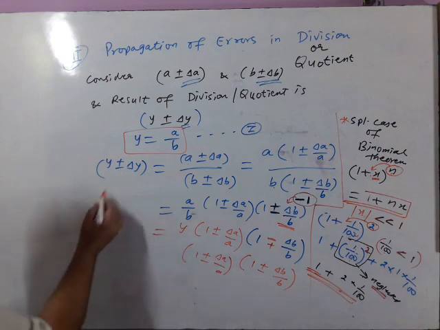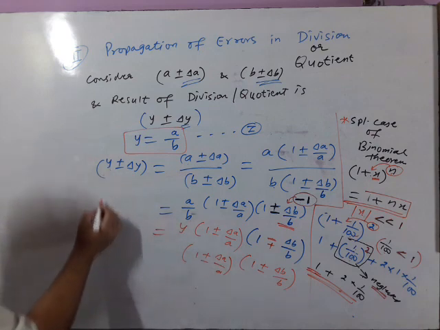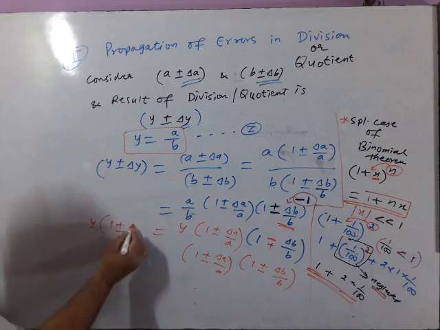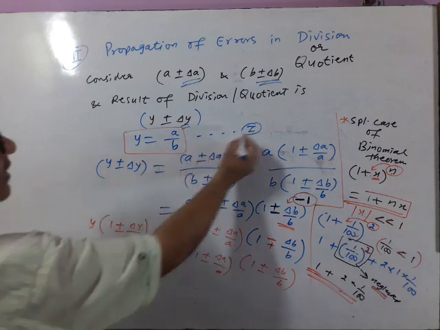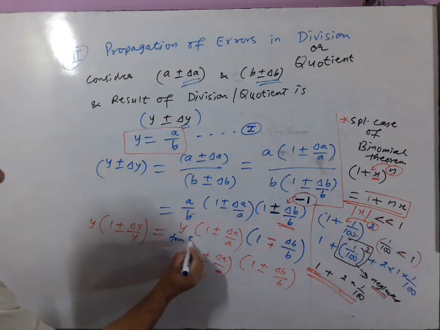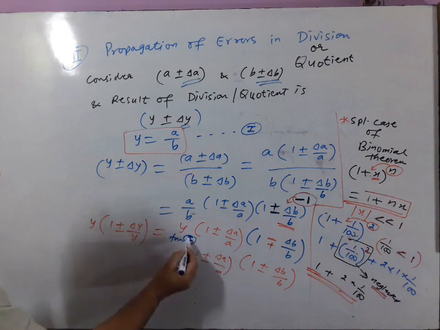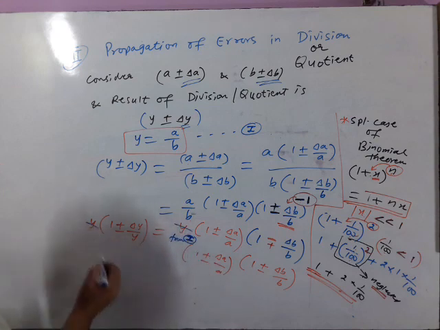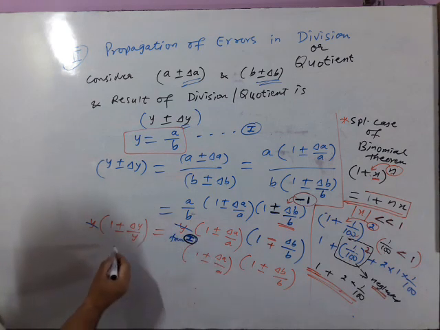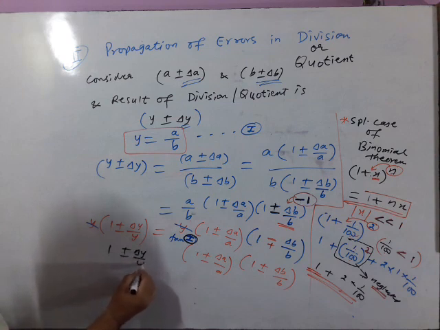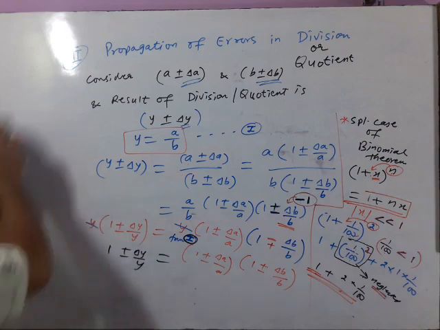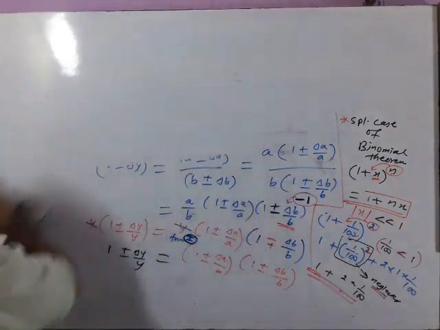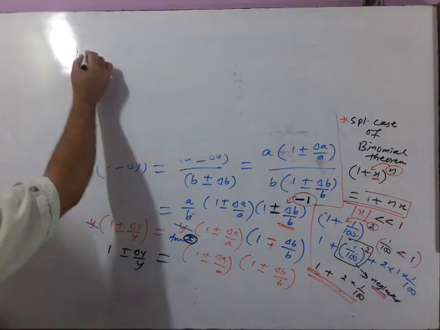Now from first, take common y. 1 plus minus delta y by y. Now from first a upon b is y. So from first equation, this y will be cancelled out. This is 1 plus minus delta y by y equal to this. Now open this, multiply. Now it is same as that of multiplication.